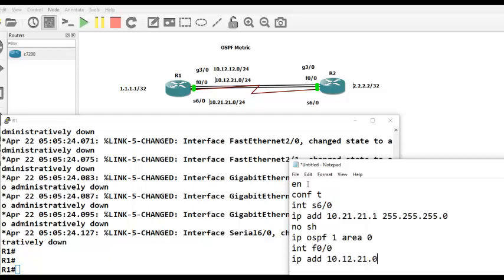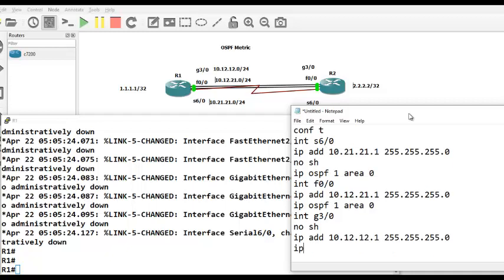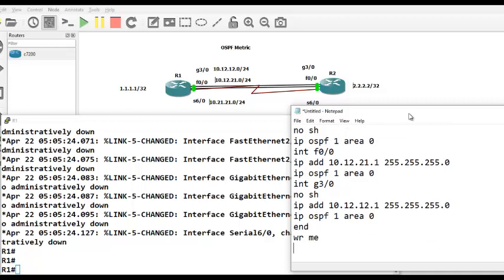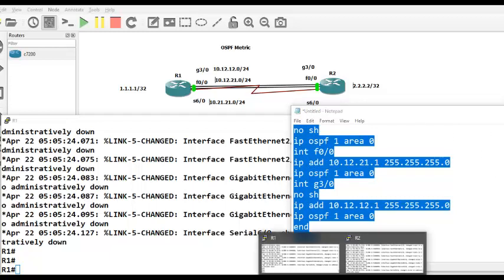Interface F0/0, IP address is 10.12.21.1 255.255.255.0, IP OSPF 1 area 0, and then interface gig 3/0, IP address is 10.12.12.1 255.255.255.0, IP OSPF 1 area 0. Enter. Select memory. Now I'm going to paste this on all the routers. Sorry, I'm going to paste this on router 1. Boom.